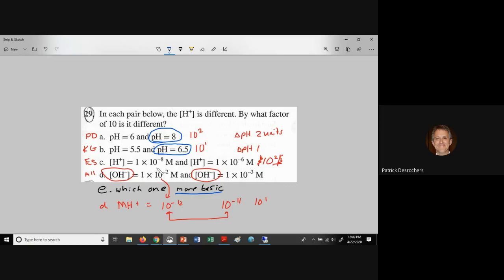All right, Eli, which one on yours is more basic? The first one, the 10 to the negative 8. Okay. On this one, which one's more basic? The first one. Yeah, we could just vote that one because this number is bigger than that one, right? Yeah. And the one that has higher hydroxide concentration will be more basic.